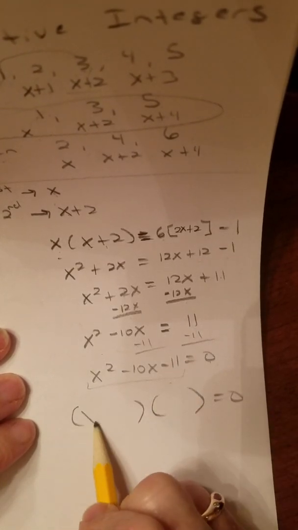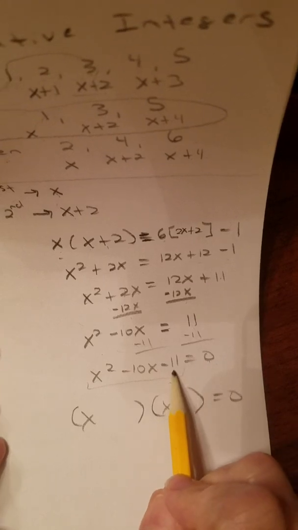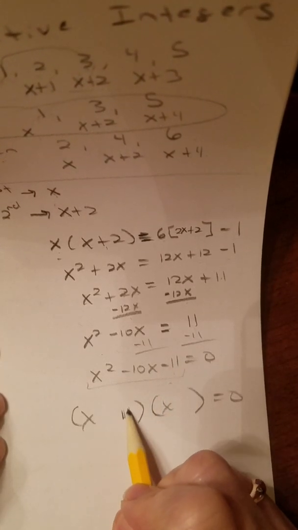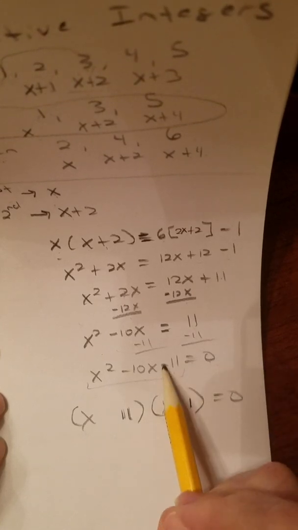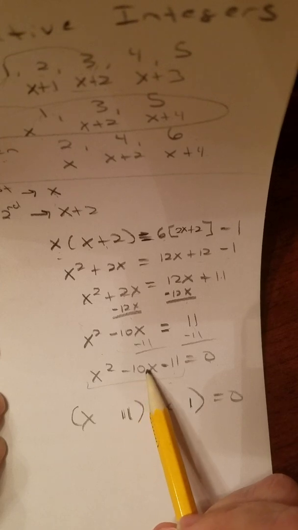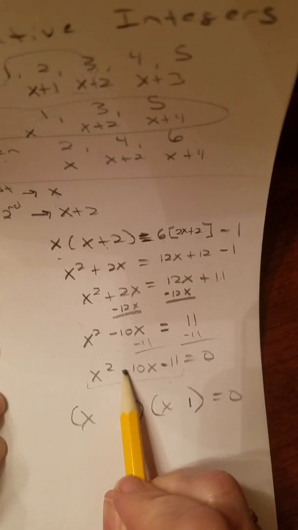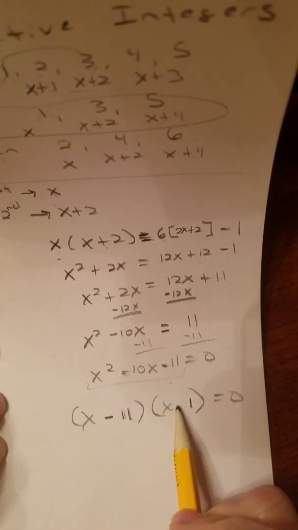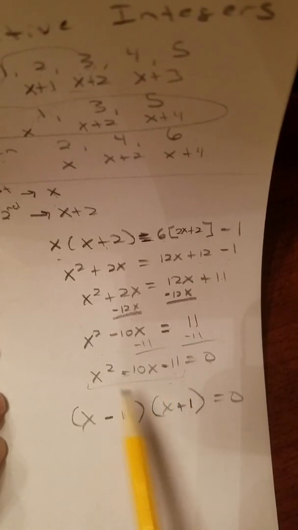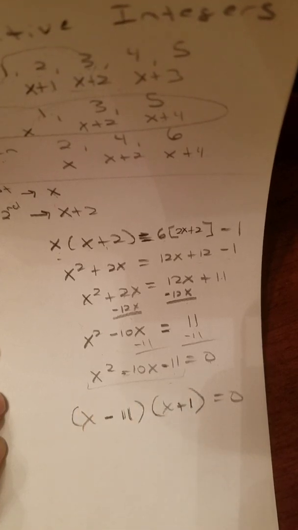See what I get. I have x and x. Factors of 11 is 11 and 1. This is negative, so I'm going to have a positive and a negative, but I want to make sure I get a negative 10. So make sure the larger number's negative and the smaller one's positive there. Do your mental check step, check your middle term, make sure you end up with this trinomial.